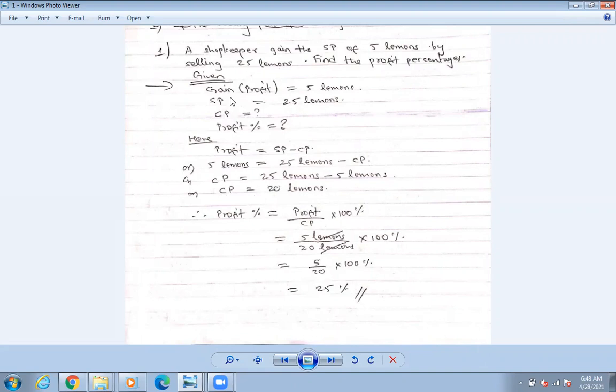Now we have CP, SP, and the profit amount, so let us find the profit percentage. Profit percentage means profit by CP into 100%. Profit is 5 lemons and CP is 20 lemons. The lemons will be cancelled, and cancelling this one also, you will get 25% as the answer.